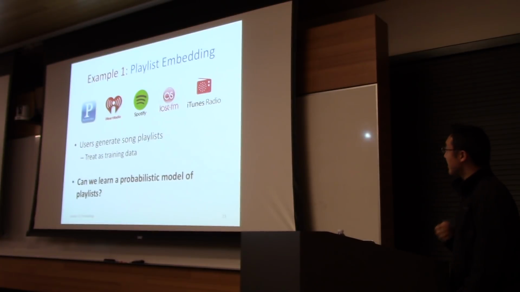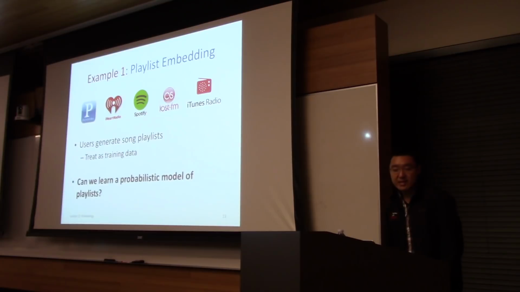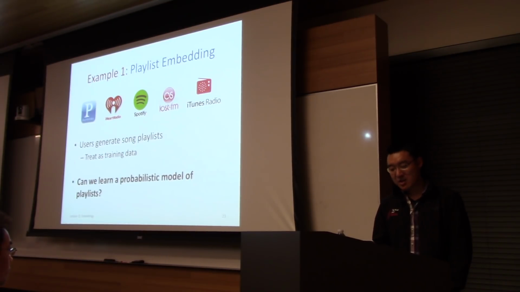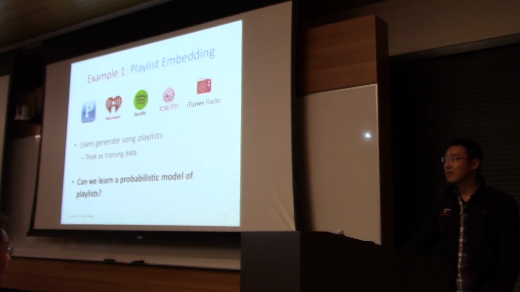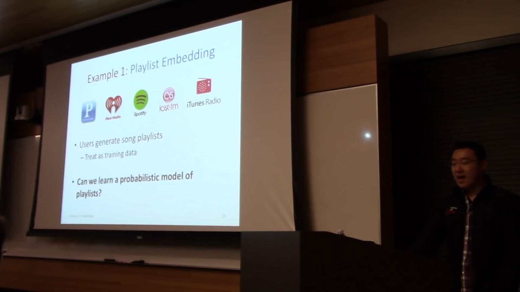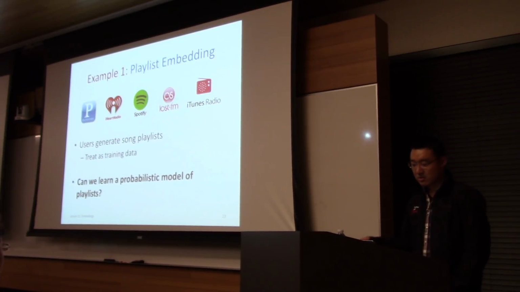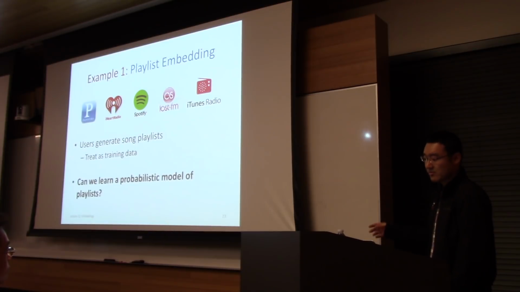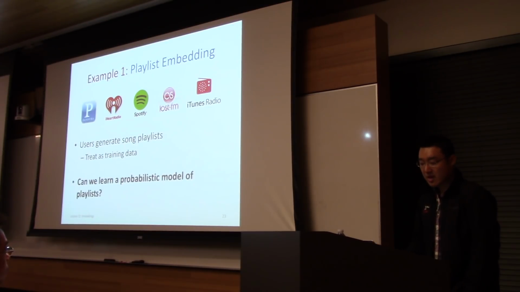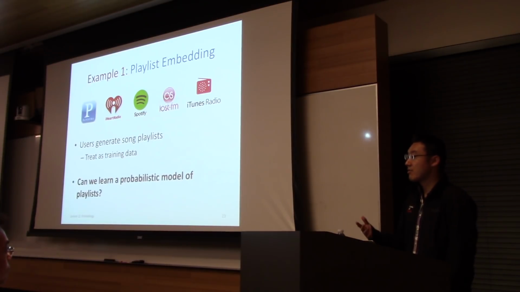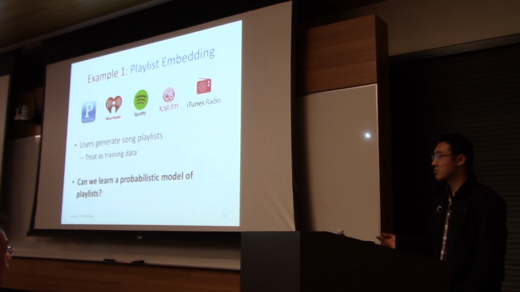And so the idea is that if you go to any of your favorite online radios these days, you have just an enormous number of user-generated playlists, right? And you could treat this as training data. So we have all this data in the form of sequences of songs, playlists. Can we learn a representation of songs that can model these sequences? In this case, we'll do it probabilistically.